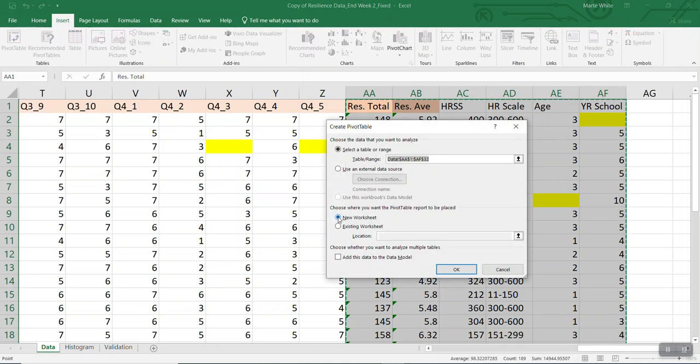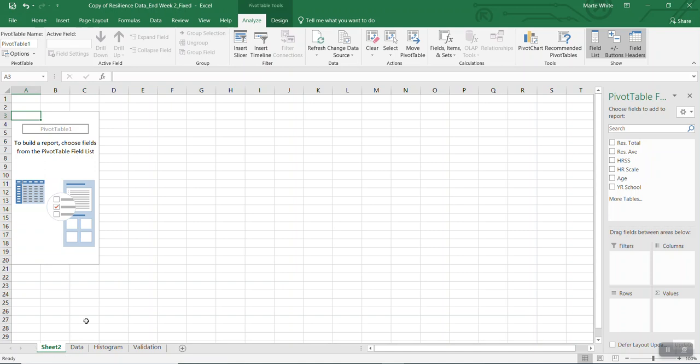And I want to make sure it says New Worksheet. Make sure that one is clicked. Now it's asking you, do you really want this whole range? And I'm going to leave it as is, and I'm going to click OK. And it's going to give me a new worksheet where we're going to play with this data so it's not messing up our data sheet. Call this one, double click and call it Pivot Table.